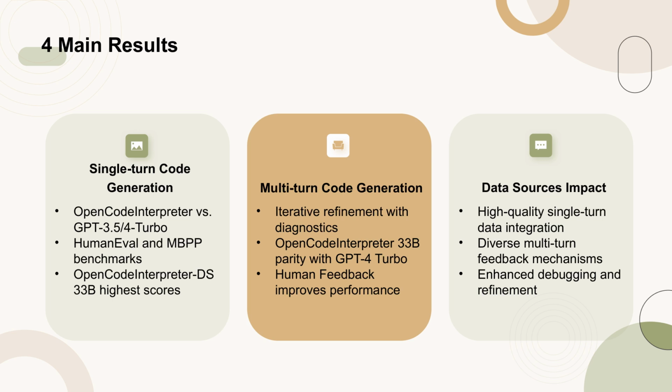For multi-turn code generation, OpenCodeInterpreter excels in iterative refinement, with the 33B model matching GPT-4 Turbo's single-round score. Human feedback significantly improves performance, especially with the 6.7B model. The impact of data sources is also examined, showing that high-quality single-turn data and diverse multi-turn feedback mechanisms enhance the model's capabilities in code generation, debugging, and refinement.